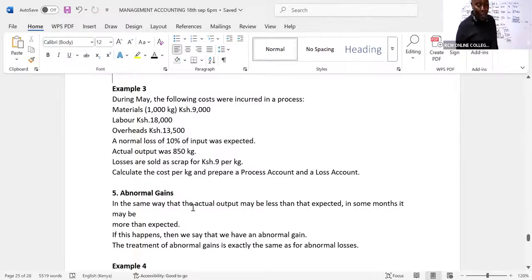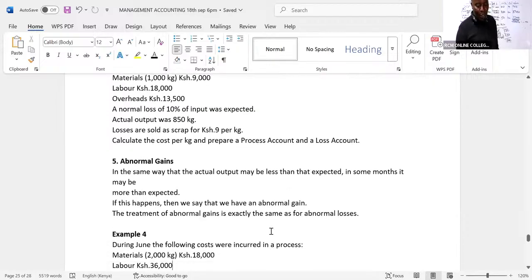In the same way that the actual output may be less than expected, in some months it may be more than expected. If this happens, then we say that we have an abnormal gain. The treatment of abnormal gain is exactly the same as for abnormal losses. So I will go to example number 4 before I start looking at your past papers.